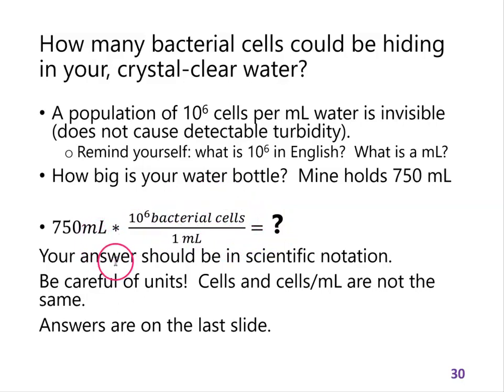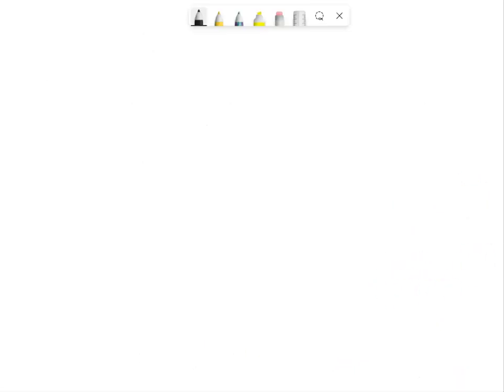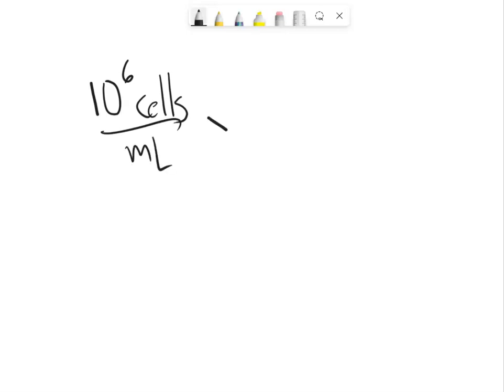So we want to answer this in scientific notation. We want to have the right units. Let me show you how I would do this. So all I'm going to do is multiply these two numbers together. So I'm multiplying 10 to the 6th, and the units of that are cells per milliliter, and I'm multiplying that by 750 milliliters. All right, how do I approach this? How do I get the answer? And then how do I put it in scientific notation?